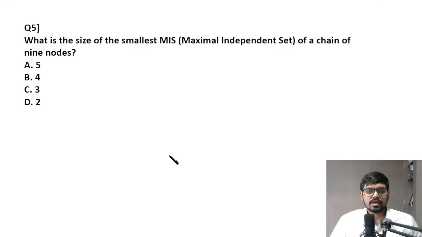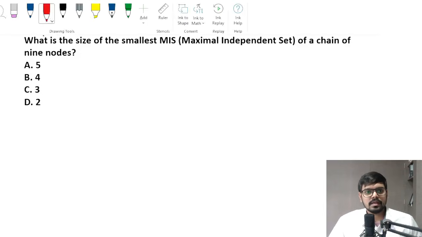Okay, to question number 5. Pause the video, try, then look at my solution. Tried? What is the size of the smallest MIS, maximal independent set, of a chain of 9 nodes? Tried? A lot of students say 5.